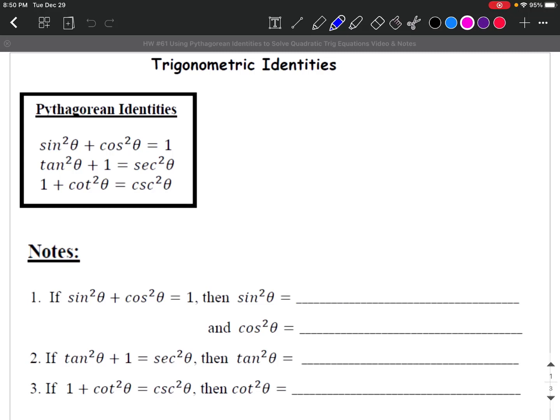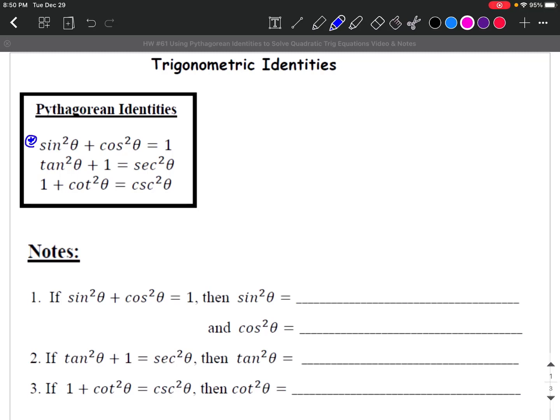Hi guys, so today we're going to use Pythagorean identities in order to solve quadratic equations. Before we jump into the equations, we want to make sure we review the Pythagorean identities. Remember, our most basic one is that sine squared theta plus cosine squared theta equals 1.